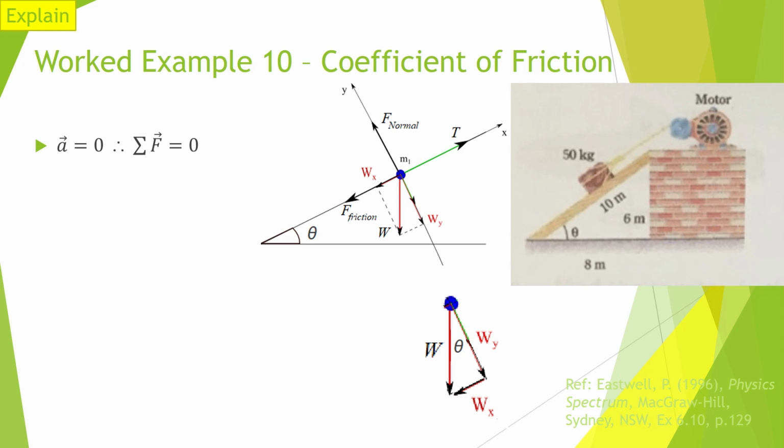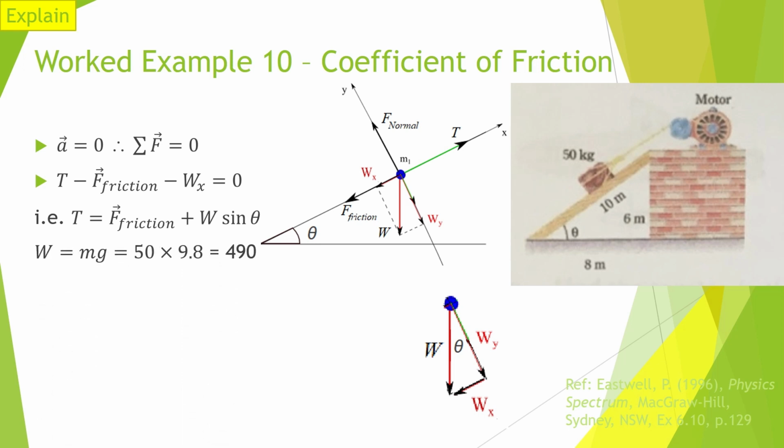Now the acceleration is 0 because it's moving at a constant speed. Therefore, the net force acting on this block is also 0. When we add the forces together, we have T minus the force due to friction and minus the weight in the x direction must be 0. That is T equals the force of friction plus W sine theta. Just using trigonometry, W, the weight in the x direction, is W sine theta.